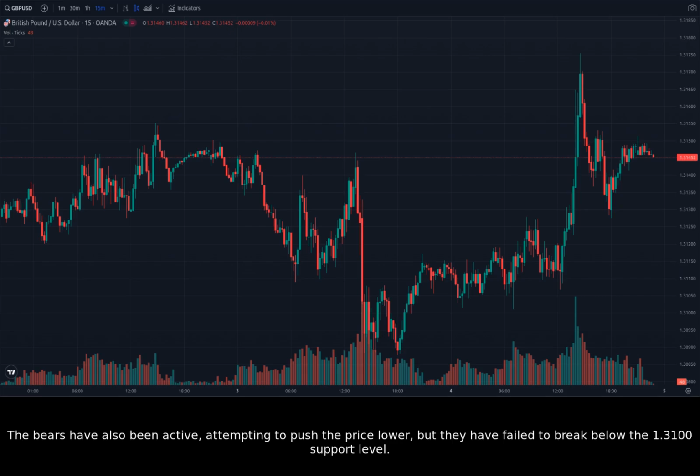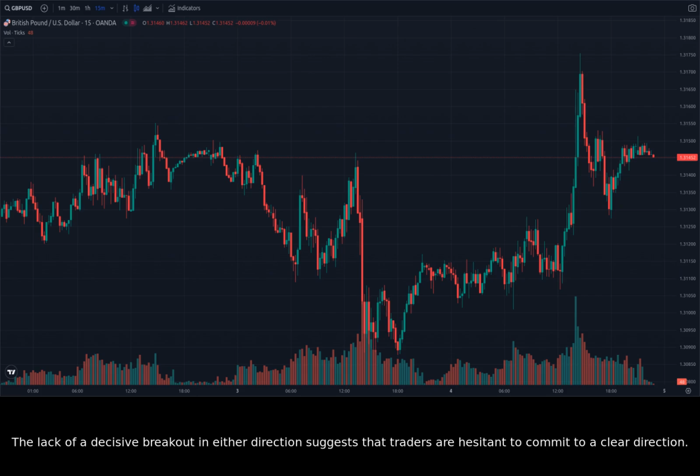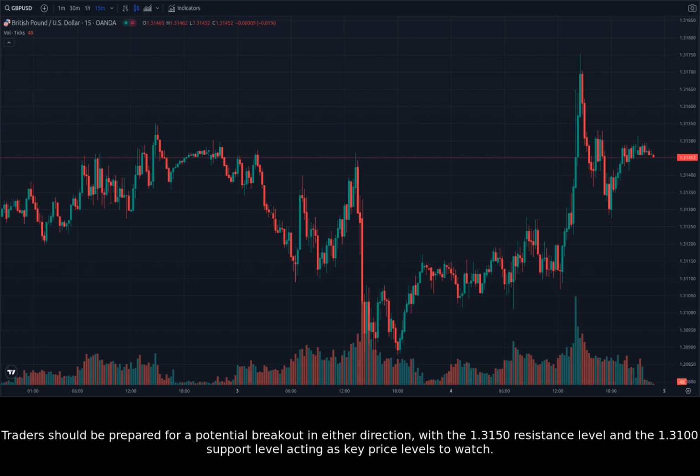The bears have also been active, attempting to push the price lower, but they have failed to break below the 1.3100 support level. The lack of a decisive breakout in either direction suggests that traders are hesitant to commit to a clear direction. The price action on the 15-minute chart suggests that we may be at an important juncture for the GBPUSD pair. Traders should be prepared for a potential breakout in either direction, with the 1.3150 resistance level and the 1.3100 support level acting as key price levels to watch.